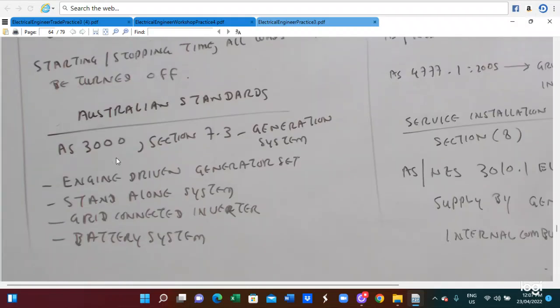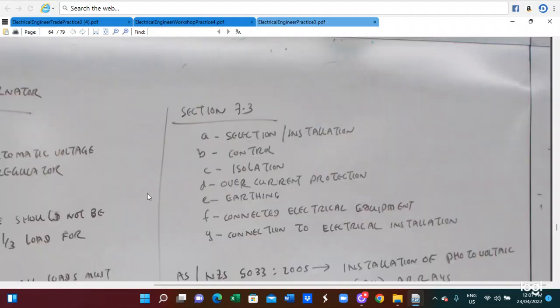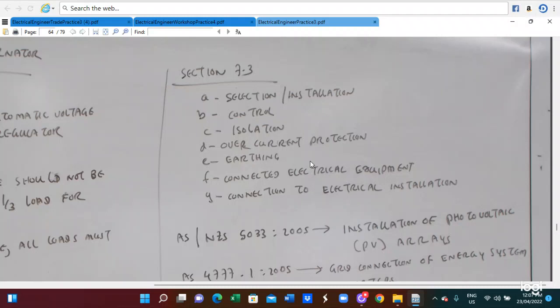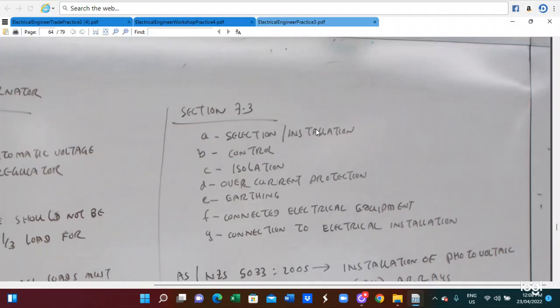For the Australian standard, we have to apply AS3000 section 7.13. The generation system must be followed. Engine-driven systems include the generator set. We also include a standalone system, grid-connected inverter, and a battery system. So this is section 7.3. In this case, A is selection and installation, B is control, C is isolation, D is overcurrent protection, E is wiring, F is connected electrical equipment, and G is connection to the electrical installation. This is section 7.3 of AS3000.